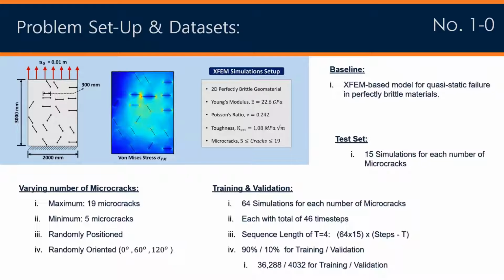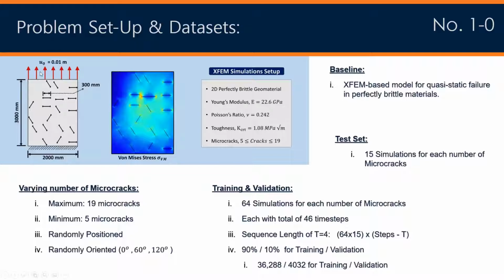In other words, our training data set can have from 5 microcracks all the way to 19 microcracks. So the number of cracks is varied. The position where these cracks are placed is totally random in this configuration, as well as their initial orientation, which is randomized by 0 degrees, shown here. We have 120 degrees shown here, as well as 60 degrees shown here. So we can have 3 different orientations. We can have from 5 to 19 microcracks positioned randomly in the domain.